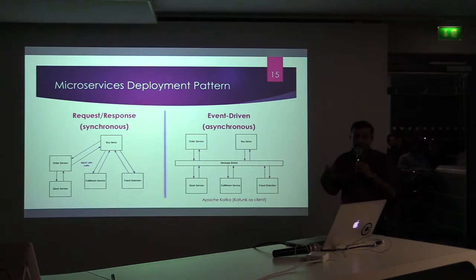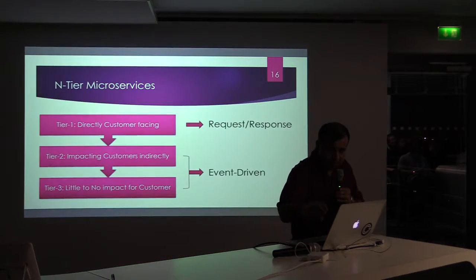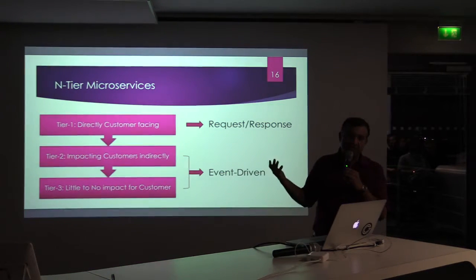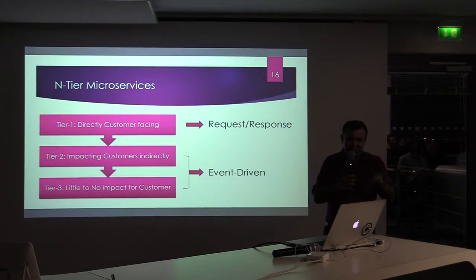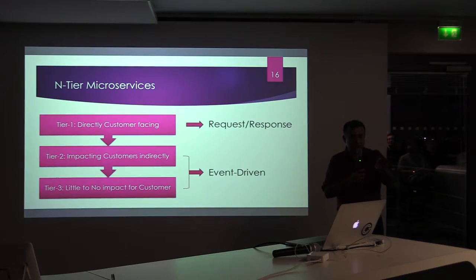So how these patterns are used is, typically you have 3 tiers. You can have n tiers, but usually 3 is the most common. Now in our case, we have tier 1. Those are the services that, if they go down, the customer is directly impacted. For example, the front end of jet.com, or the front end of your website, right? It goes down, the customer cannot use it.